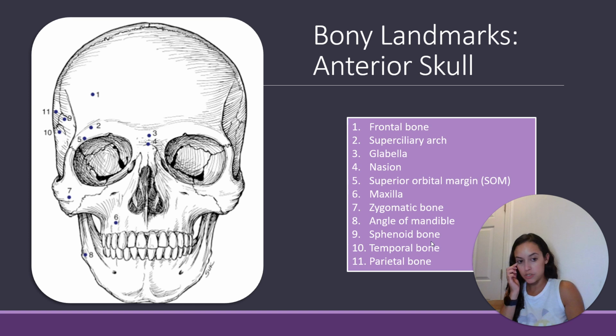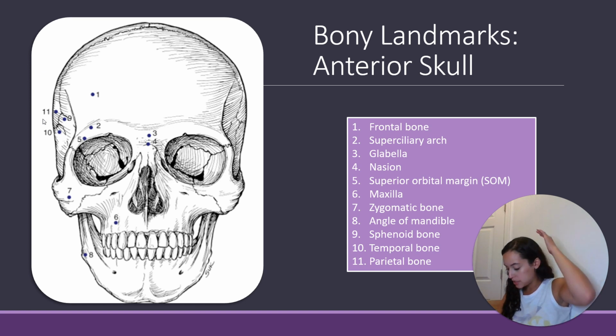The sphenoid bone. So the sphenoid bone, it looks like a butterfly. It's hard to see on this image because it's one of the bones that's inside of your skull. In this case, it's number 9. So here you just have a tiny little part of what the sphenoid bone is, and it sits really behind your eyes. The temporal bone, you guys know that that's next to your temporal lobe, which is where your ears are. In this case, down here, right behind where your ear is. And then number 11 in this image is the parietal bone, which is the sides of your head.